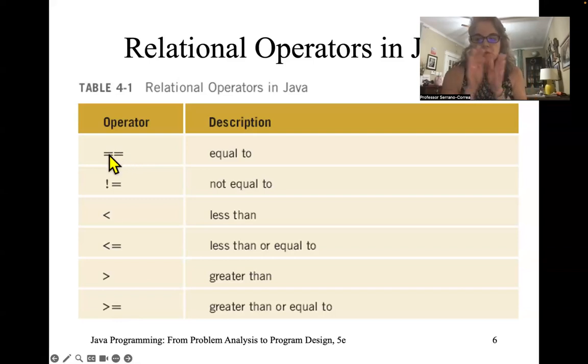They're next to each other when you type them. There's no space in between them. Not equal to is an exclamation point and then no space and then an equal sign. Less than or equal to, greater than or equal to. So make sure that you know these relational operators, that you know how to write them and know what they mean if you don't have the description.